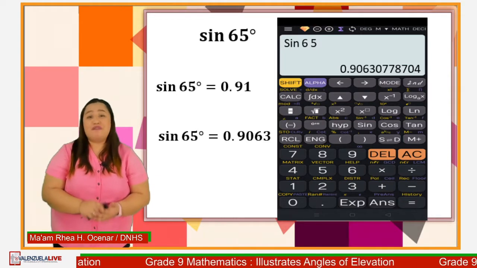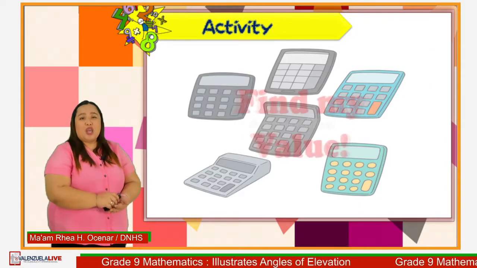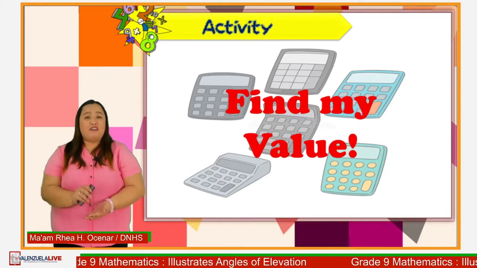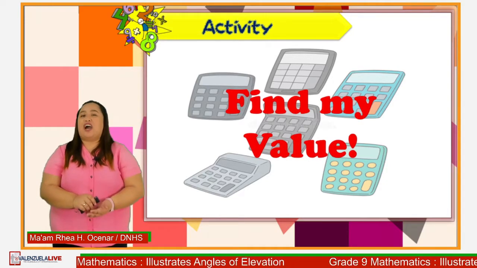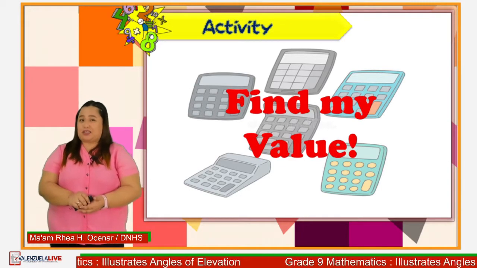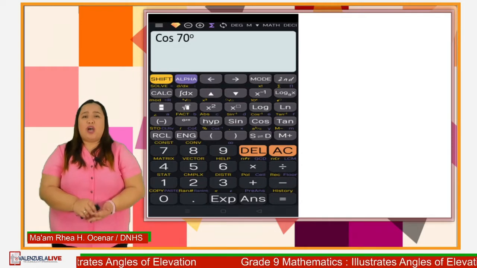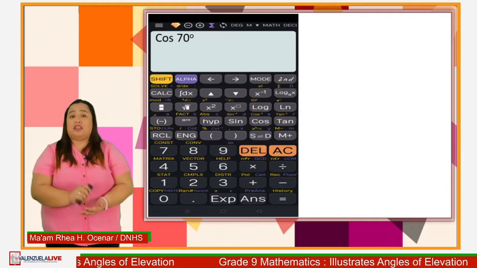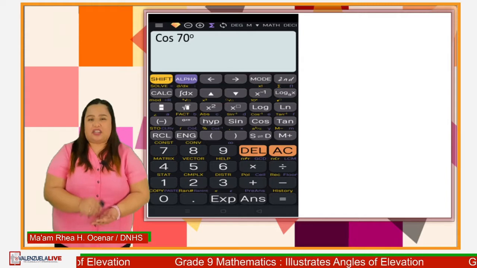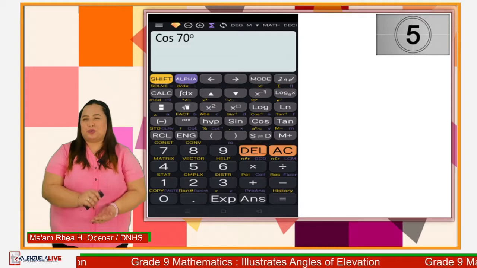Are you ready now for another activity? Great! Using your scientific calculator, find the trigonometric value of each angle. I'll give you 5 seconds to answer. You can key in your answer in the chat box. Number 1. What is cosine 70 degree? Round off your answer to the nearest hundredths. 5 seconds. Go.